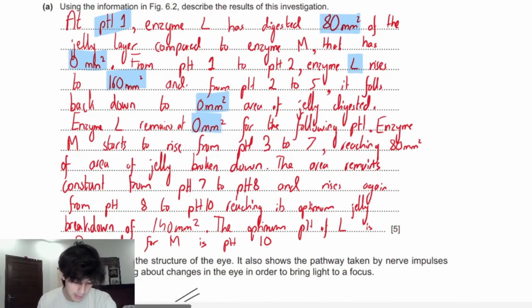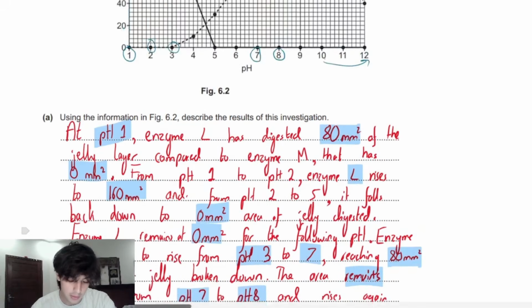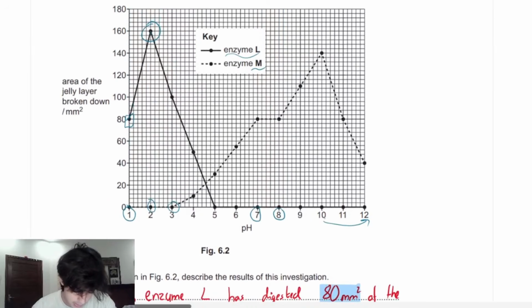Now moving on, enzyme M starts to rise from pH 3 to 7, reaching 80 mm² of area of jelly broken down, right? So the area remains constant from pH 7 to 8. And if you go back up, we can see this exact trend over here. It rises from pH 3 and then it becomes constant, and then it's going to rise again and fall. So let's talk about that.